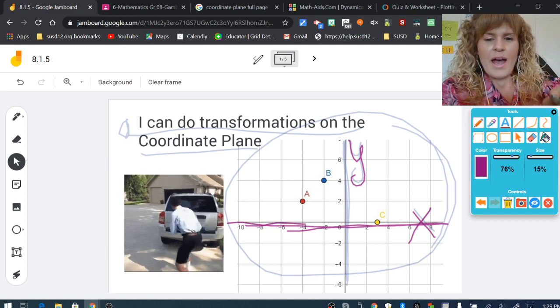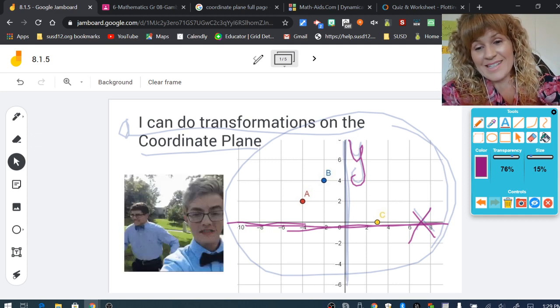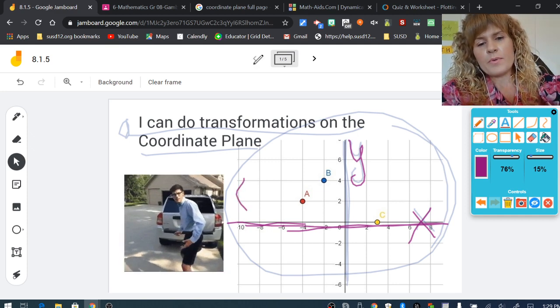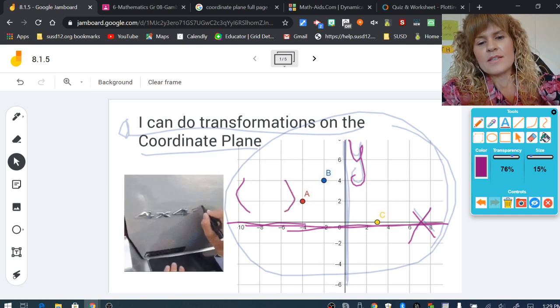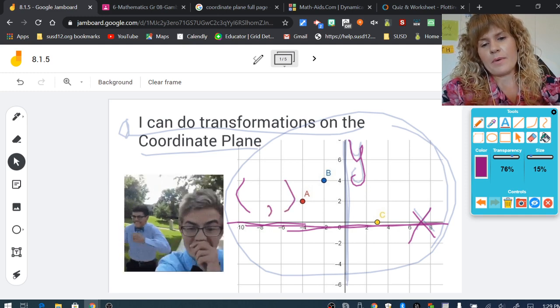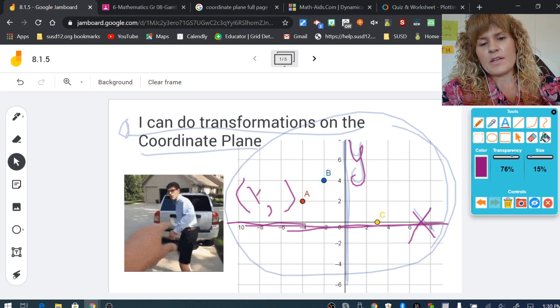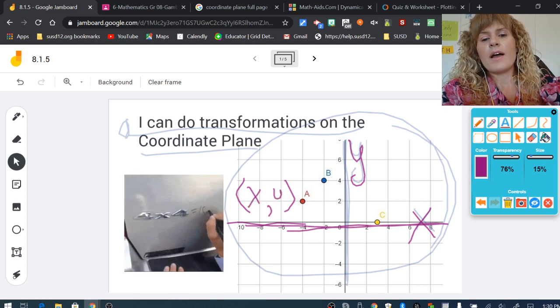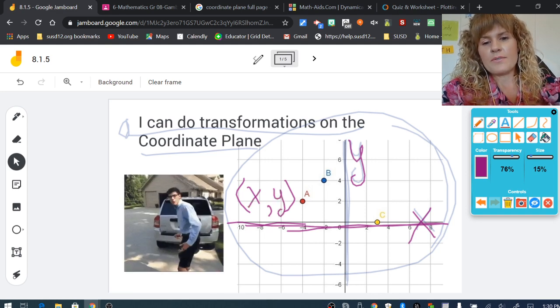Good. Now, how do you name points on this axis? We use parentheses. Separate your coordinates by a comma. The x-coordinate goes first, followed by the y-coordinate. Let's give it a try.